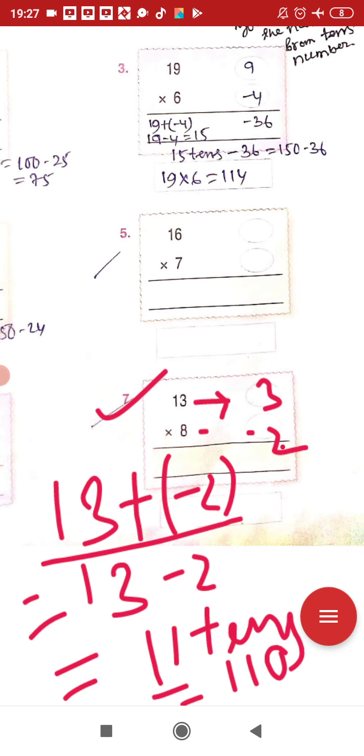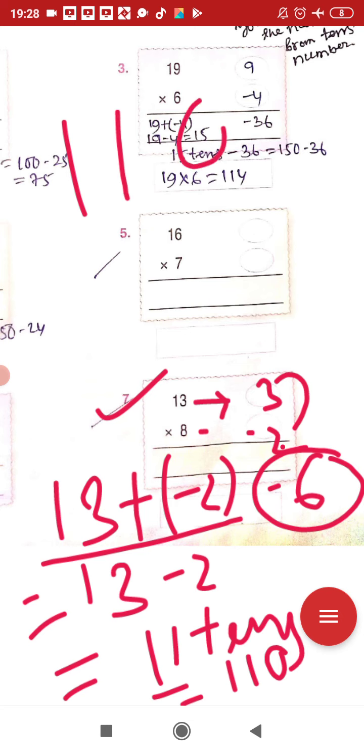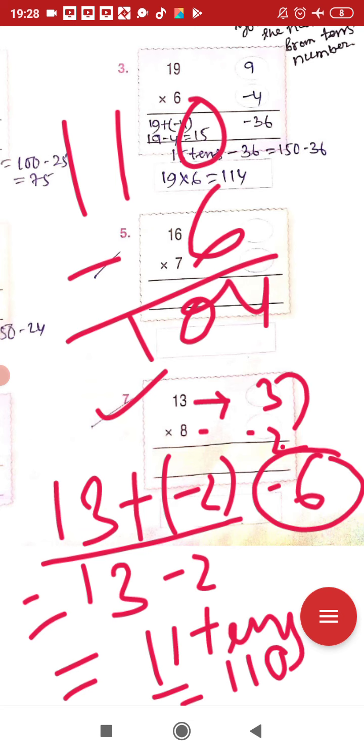Okay, so 110. Now multiply these two numbers. 3 times 2 is 6. One is plus, another is minus. One is positive, another is negative. So we are getting the product as negative 6. So this 6 should be subtracted from 110. So just subtract 6 from 110. So 104. That is the answer. Okay.